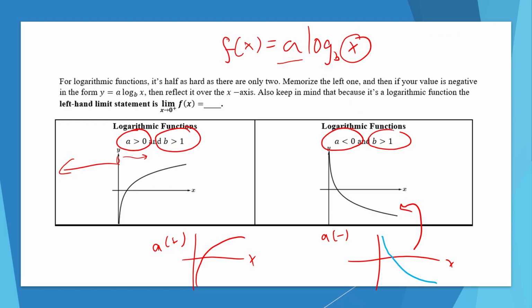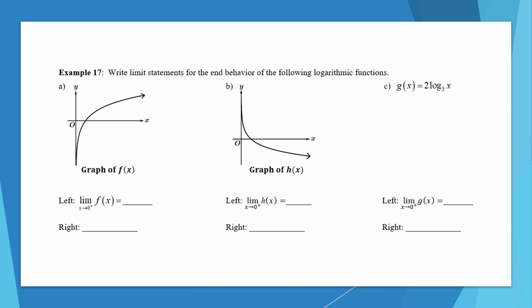So here our left-hand limit statement is the limit as x approaches 0 plus of whatever function equals, and then whatever the limit statement is. Here it's going to negative infinity, positive infinity, and negative infinity there. So let's take a look. Just know if a is positive, it's just increasing, and then that's really it. And then if a is negative, you just flip it.